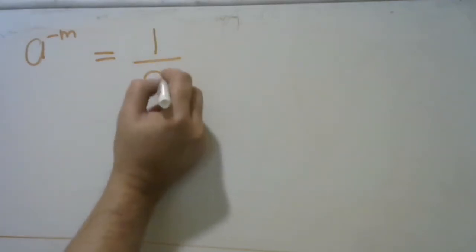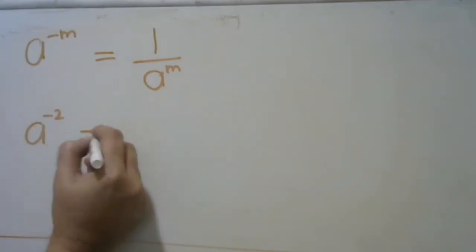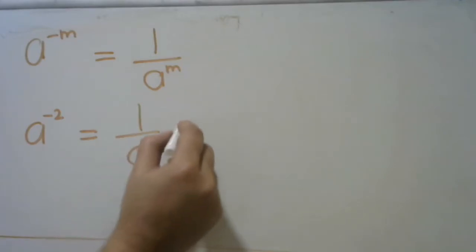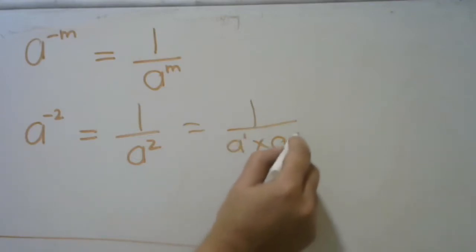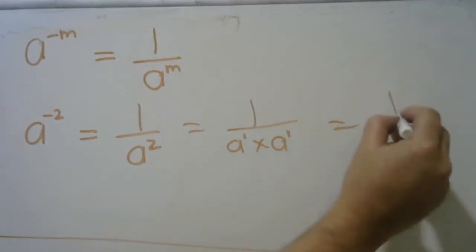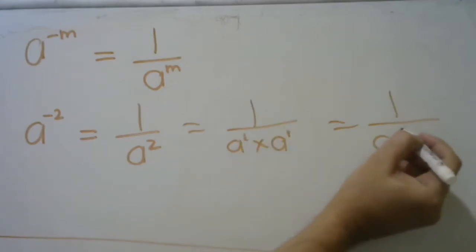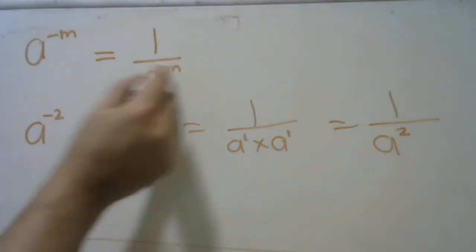So next one, a to the minus m power. What this means is the same as 1 upon a to the positive m. Now an example would be a to the minus 2 is the same as 1 upon a to the positive 2. What a to the positive 2 means? It means a multiplied by a. Now a here is really a to the 1 power, and this is a to the 1 power. So you can see clearly that you add these, well, the next rule I'll explain this, that you add these two powers and you get 2 here, right? So a to the minus m power is the same as 1 upon a to the m power.